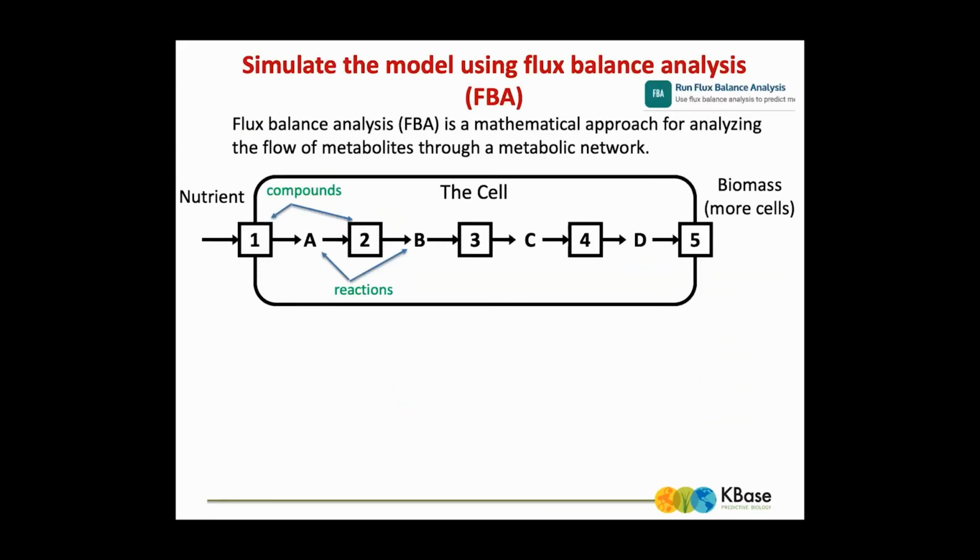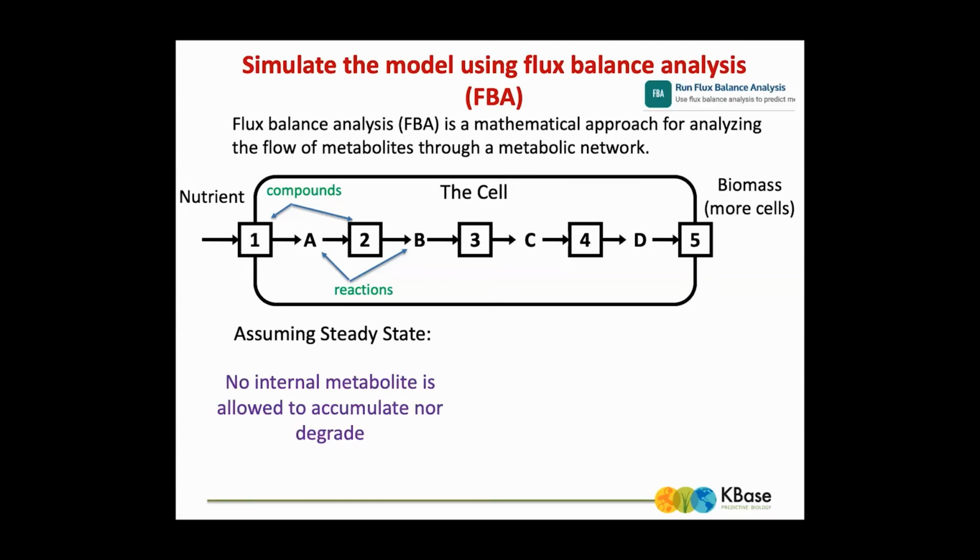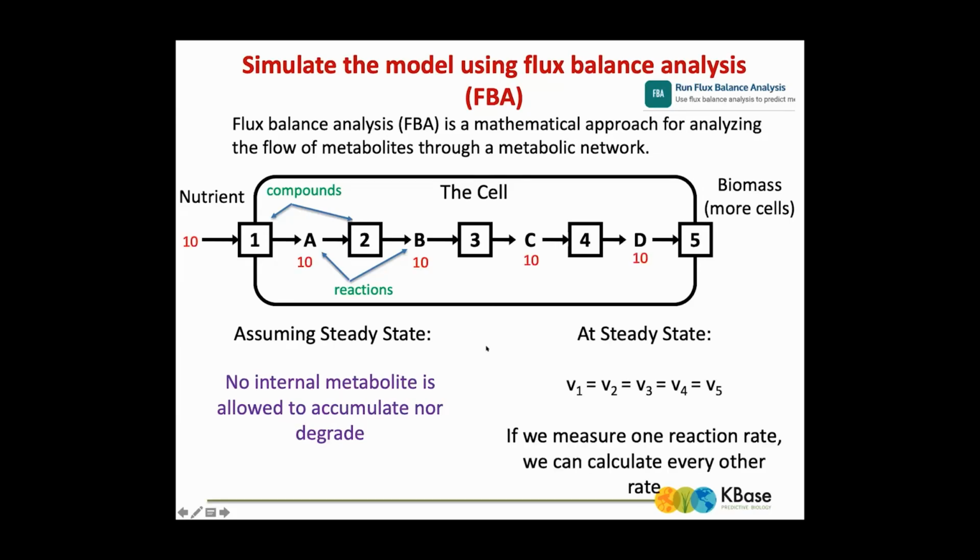So I'm not going to talk about flux balance analysis in depth; you guys heard about it already. However, in the context of KBase apps, if you have this kind of toy model, where these are the compounds and the letters are the reactions, we assume steady state. The type of models we are talking about today are steady state models. In a steady state model, no internal metabolites are allowed to accumulate or degrade. So everything that converts to compound 2 needs to be converted to compound 3. In that case, at steady state, the rates are equal. You can see all the rates are equal here.